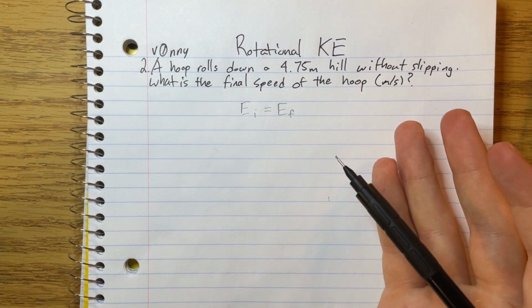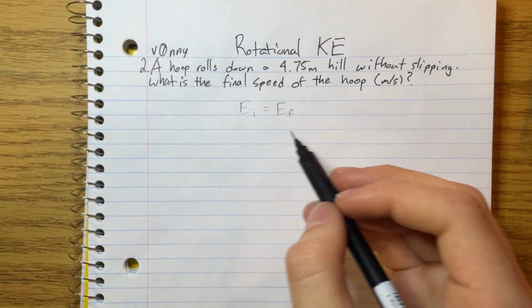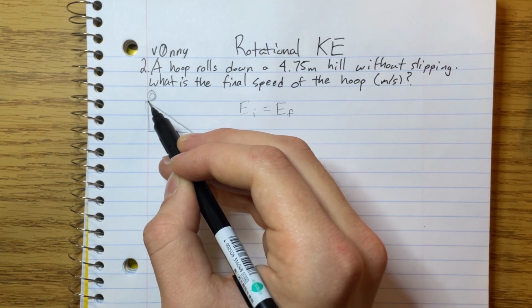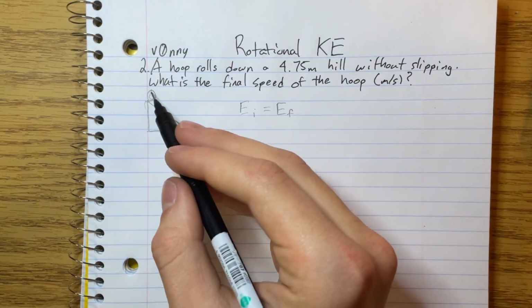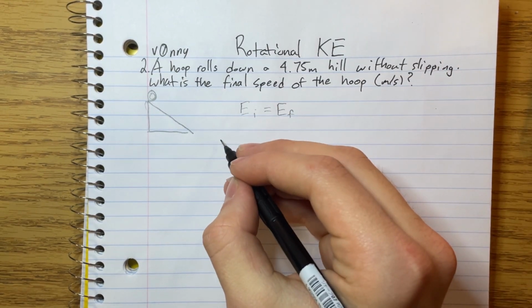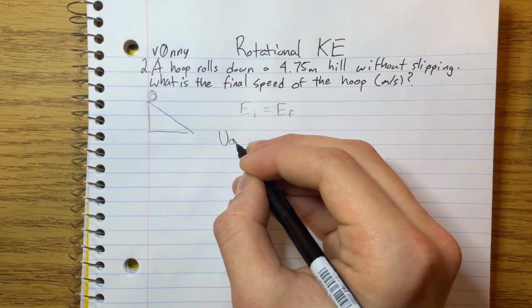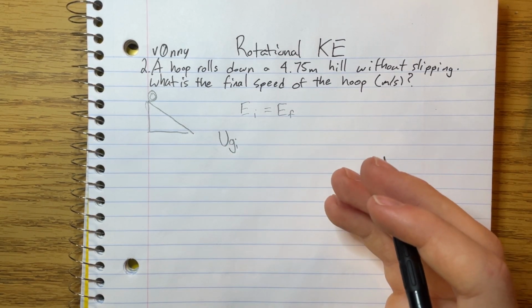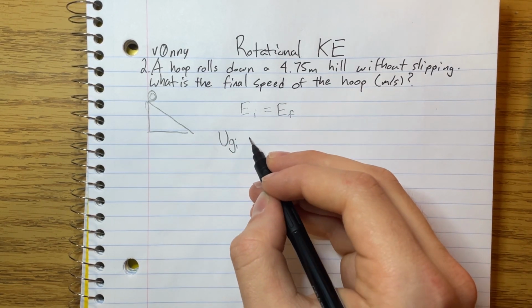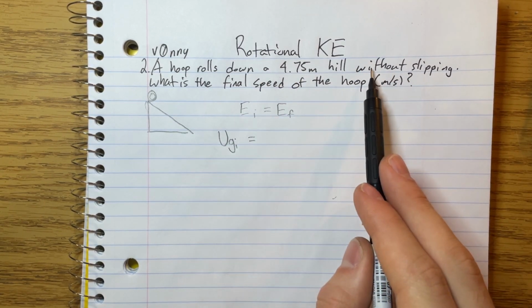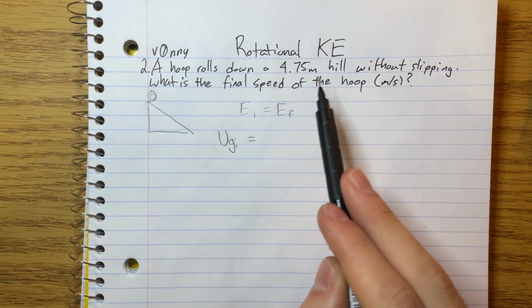Thus, if we're given this information, we know that the hoop is starting out up here. And thus, if we take a look, it's got gravitational potential energy, and that's about it. So, it has initial gravitational potential energy. What is that going to equal? The hoop is rolling without slipping down the hill.